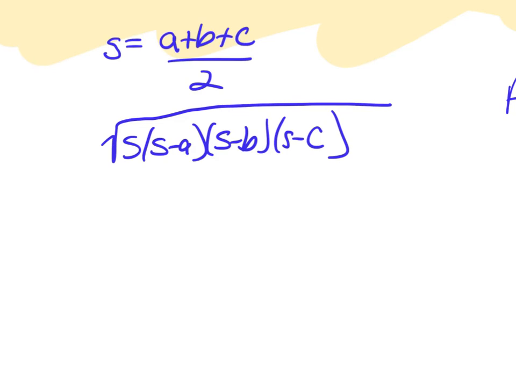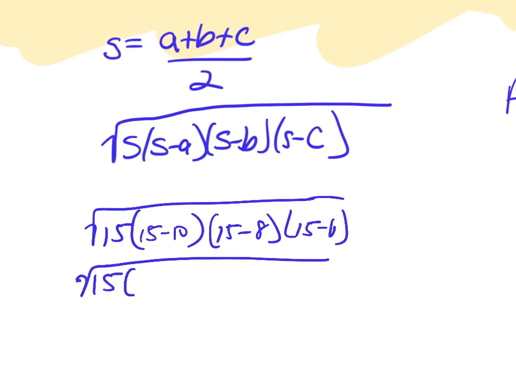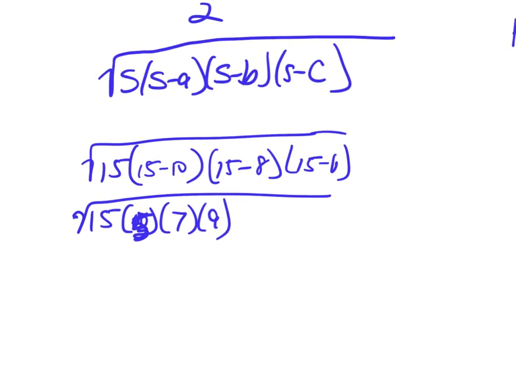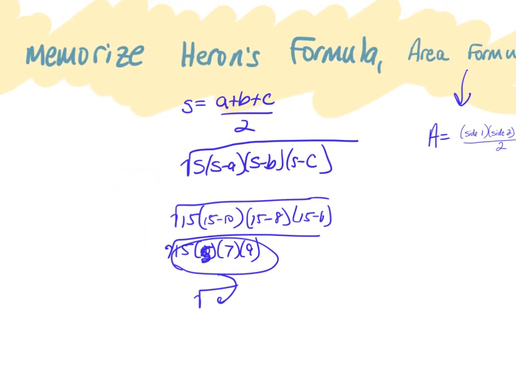Just say that you found, Emma, that S was 15. And then the sides were 10, 8, and 6. I would simplify this way. 15 minus 10 is 5. 15 minus 8 is 7. 15 minus 6 is 9. I would then multiply these together, then take the square root of that. Just go step by step. That's fine. All right, so we're good?